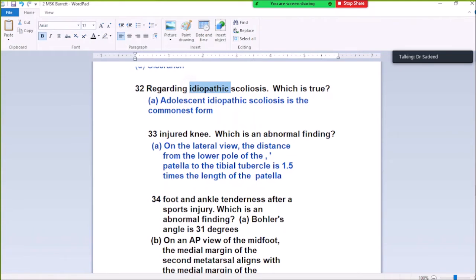32. Regarding idiopathic scoliosis, which is true? Adolescent idiopathic scoliosis is the commonest form. Adolescent idiopathic scoliosis is the commonest form of idiopathic scoliosis.